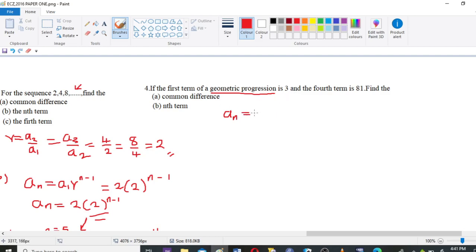So we have a subscript n is equal to, again, let's write it. We can write all of it. That is a r raised to the power n minus 1. So we want the common ratio. Okay, sorry, I made a mistake here. Let's do this. We wanted to go direct to the nth term, so let's first find the common ratio.